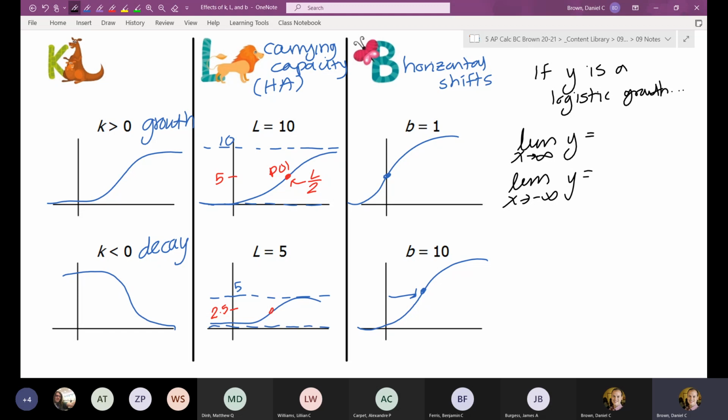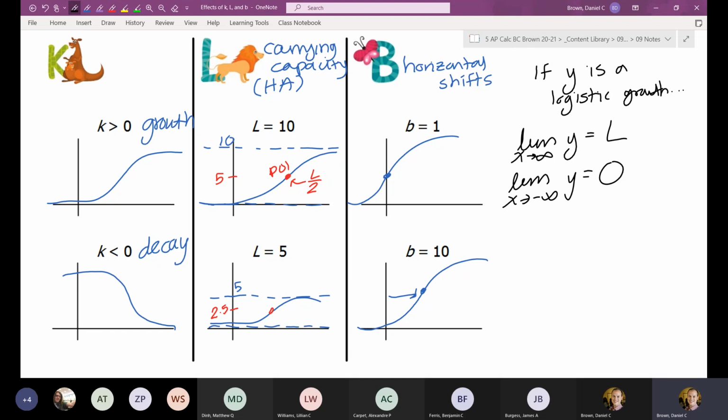But it's pretty easy. If you're going towards infinity, what's going to be the limit of that function? L is going to be approaching the carrying capacity. If you're going back towards negative infinity, what's going to be the limit? 0, if it's a growth one, because it's going to be approaching 0. So again, knowing what the graph looks like is important.